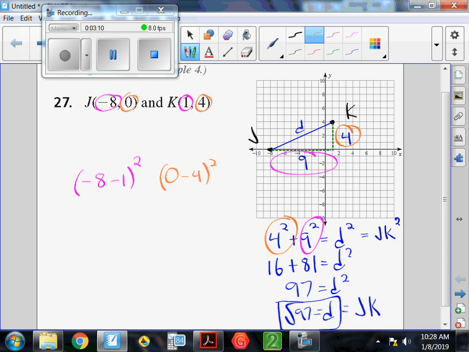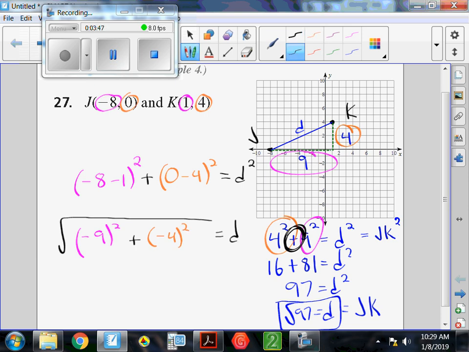So using the y values. In the Pythagorean theorem, we added those two sides together. So we're going to add those two sides together. And then that was equal to our distance squared. So to get the distance, we're going to take the square root of -9 squared, which is always going to be a positive number because a squared number is always a positive number, plus -4 squared. And that's going to equal my distance.